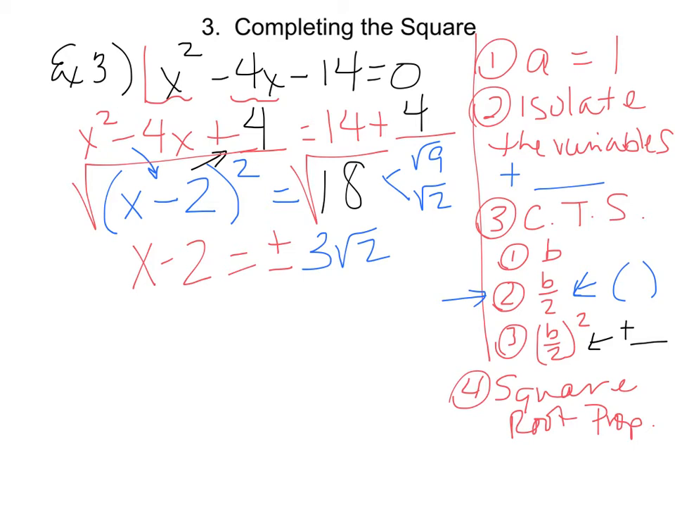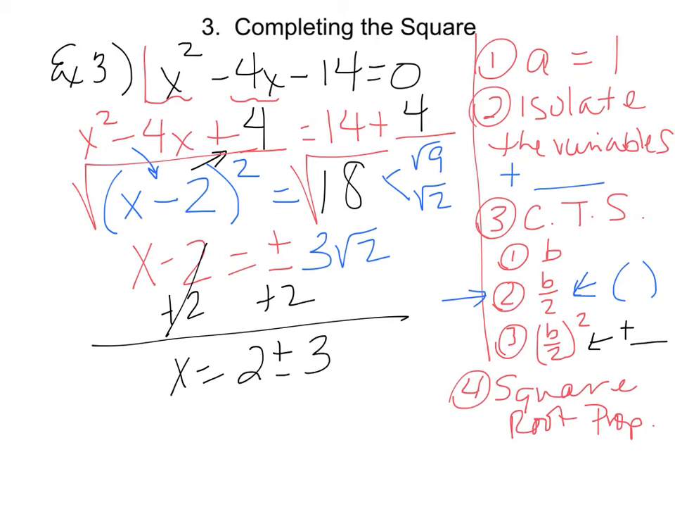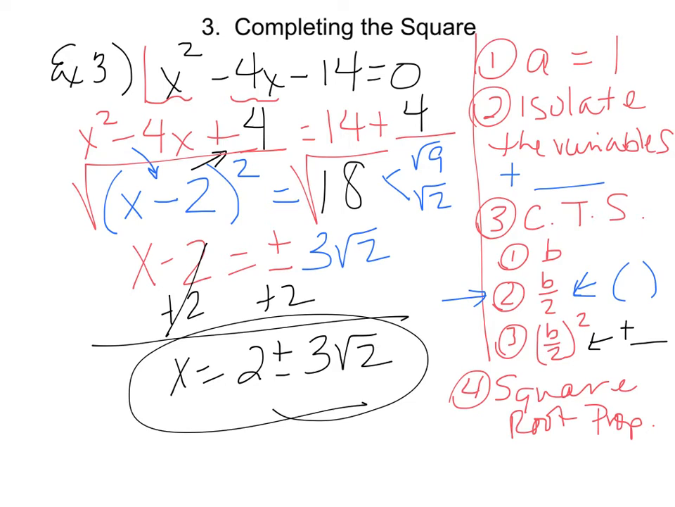Now, is x by itself? Not yet. We're going to add 2 to both sides. Now, when you add that 2, where does it go? In front of the plus or minus. Good. And again, how many answers do we have? 2. We have 2 plus 3 root 2 and 2 minus 3 root 2.